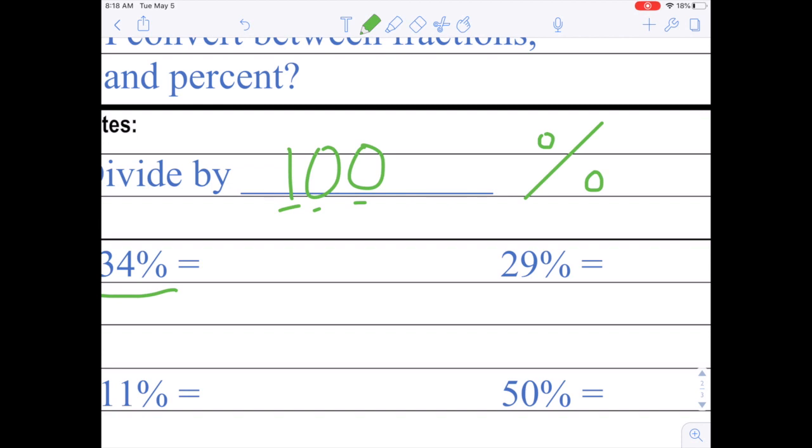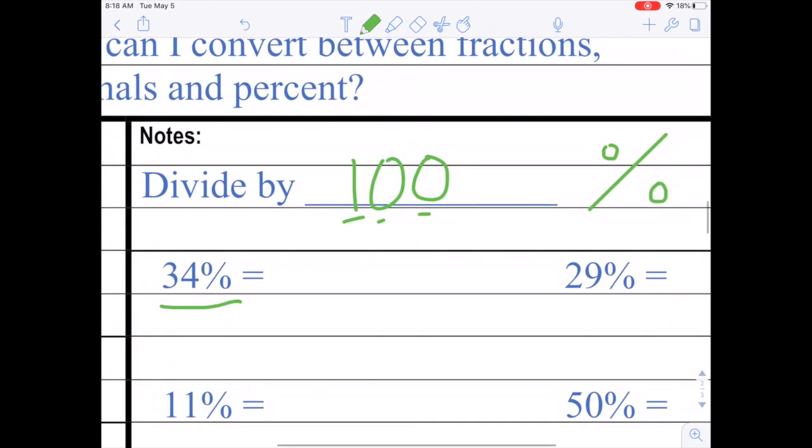The other part of percent is this part that says cent. Cent, I think of pennies, and it takes 100 pennies to make $1. Okay, so this helps us remember that percent relates to 100. So when we do our work today, we're going to take our percent number and divide it by 100 to get our decimal.